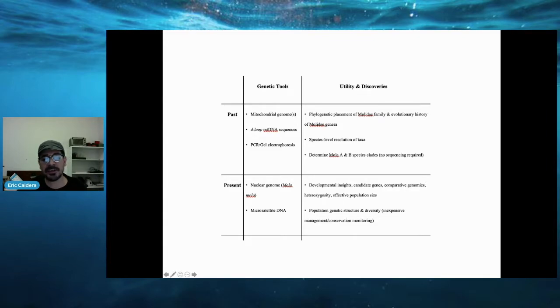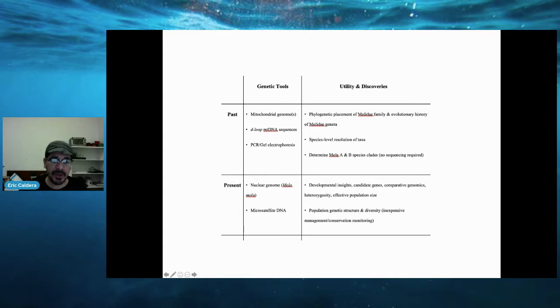Within the mitochondrial genomes, we have something that we call the D loop, which is basically the origin of replication of the genome, and this is really useful because it's sort of prone to slippage and varying. So over time, that gives us an amount of genetic variation that's really good for resolving species level taxonomic issues.